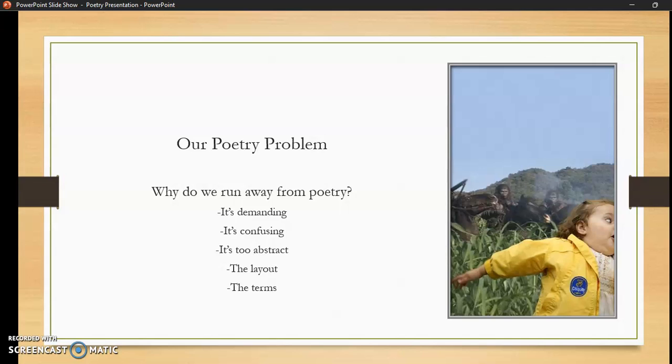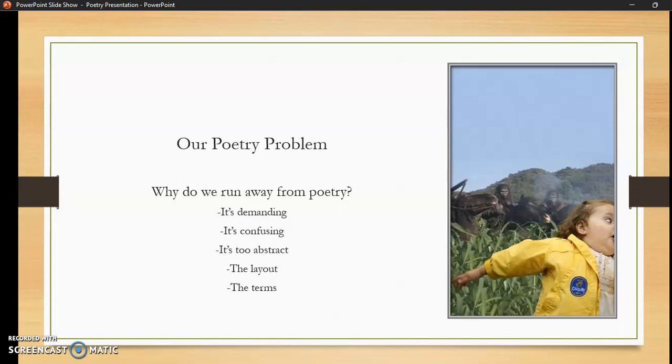First off, I think it's demanding, right? It's not like sitting down and opening up a news website. It's not like sitting down and turning on Netflix. We can't be as passive. We have to actually dive in and be much more active readers and be more patient with ourselves. And sometimes that's just enough to keep people away.